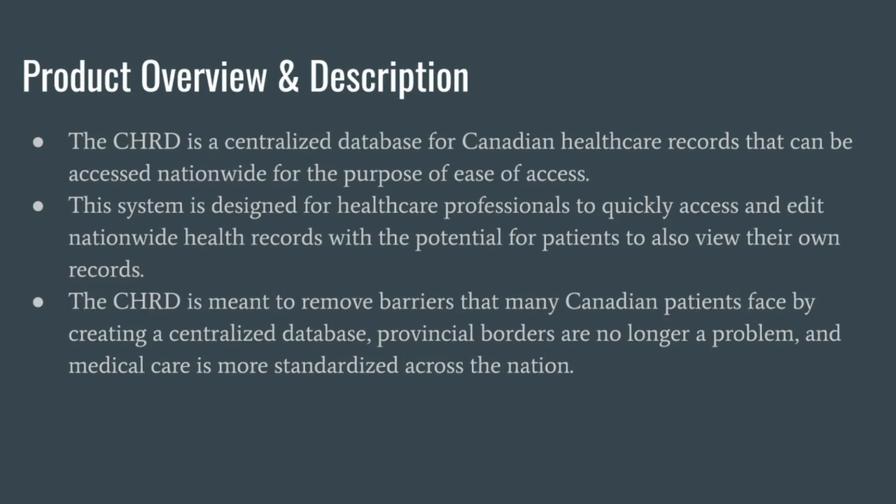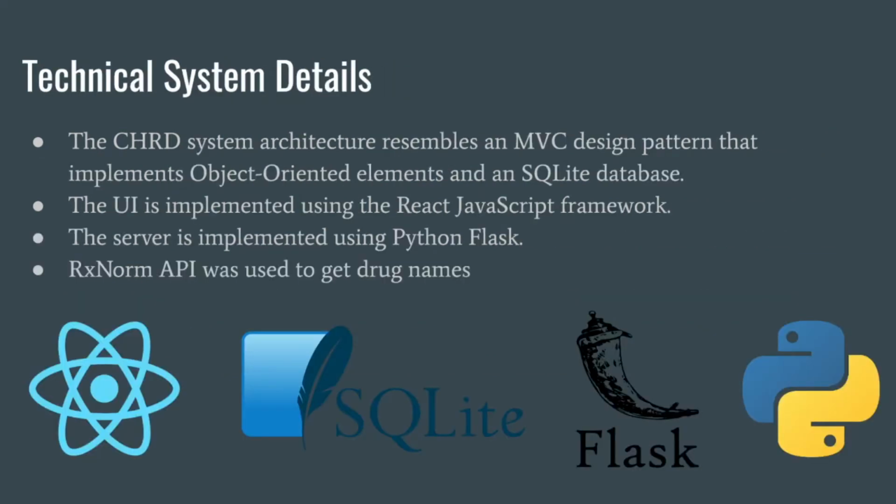The CHRD looks to change that by creating a centralized database for all Canadian healthcare records. Whether you are visiting another province, your healthcare records should travel with you, and that's what the CHRD aims to do: make your healthcare records accessible by everyone on your healthcare team. Whether you're seeking primary care or emergency care, you shouldn't have to worry about your records. This system is designed for healthcare professionals to quickly access and edit nationwide health records, while also allowing patients to view their own records.